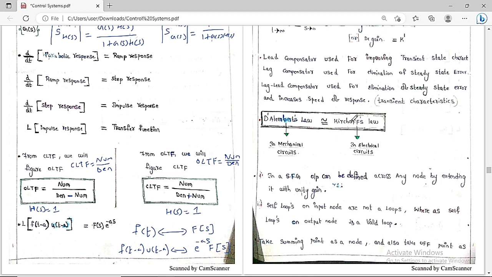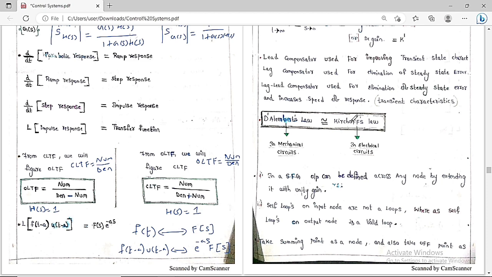Therefore, the self loop on the input node is not a valid loop, whereas the self loop on the output node is a valid loop. Finally, I can say the self loop on the input node is not a valid loop, whereas the self loop on the output node is considered a valid loop.